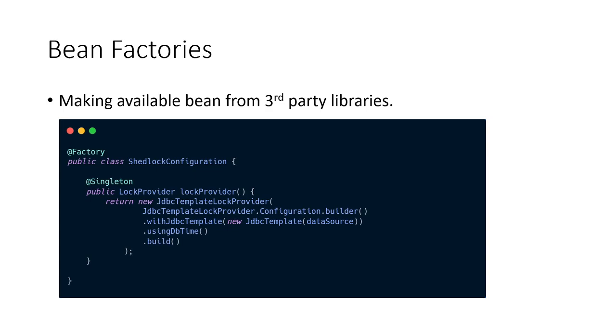So in this example, we are using the ShedLock library. This library requires a LockProvider bean to be available. So in this case, we can annotate our class with the @Factory annotation and then make available this LockProvider bean from the third-party ShedLock library, using the @Singleton annotation with the help of the @Factory annotation.